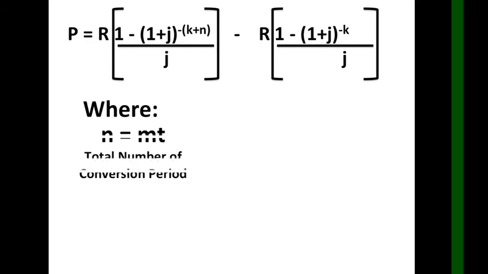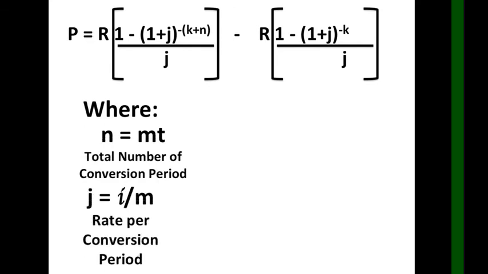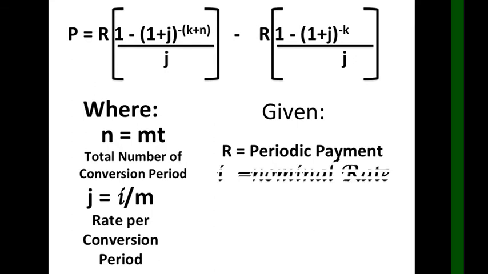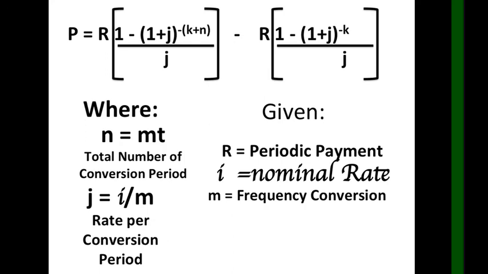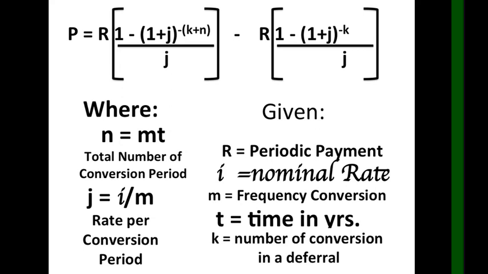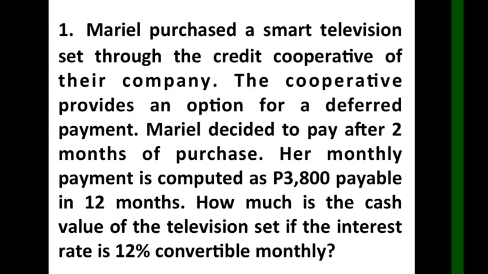Where n equals m times t, which is the total number of conversion periods. J equals i over m, which is the rate per conversion period. Given the following: R, which is the periodic payment, i is the nominal rate, m is the frequency of conversion, and t is the time in years. But now we have k, which is the period of the deferral, or the number of conversions in a deferral. So let's have an example.